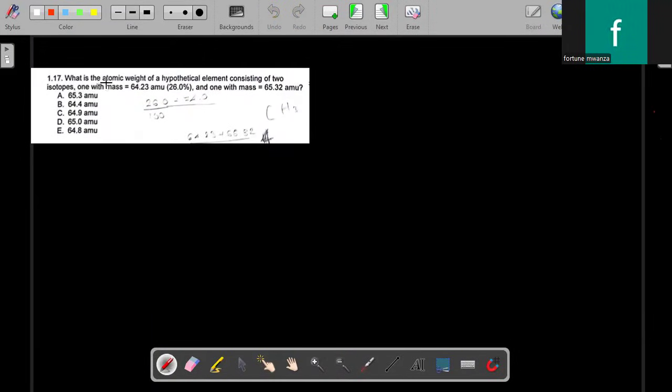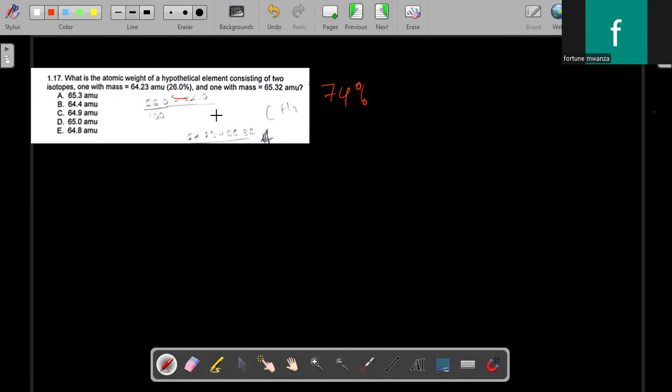It's saying, what is the atomic weight of a hypothetical element consisting of isotopes, one with a mass of 64.23 atomic mass units, and the percentage abundance given there, and the other one with a mass of 65.32. If these isotopes are only two and the percentage abundance for this one is 26%, the percentage abundance for the other one is 74%.